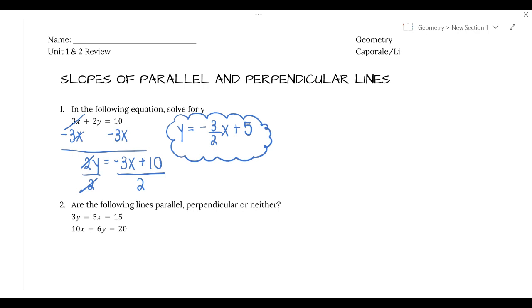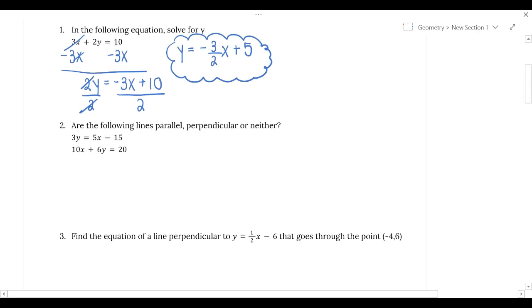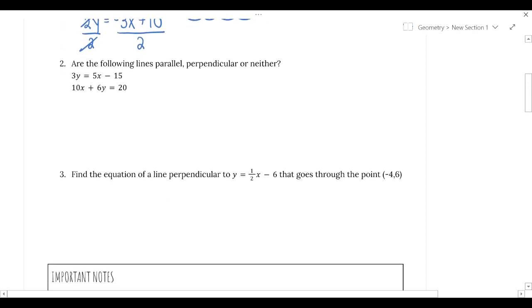All right. Now we're going to go ahead and move to question number 2. Are the following lines parallel, perpendicular, or neither? For this question, I want to solve both equations for y in y equals mx plus b form so that I can look at their slopes. So I'm going to write the first equation here again in red. And then I'm going to write the second one in green on the right-hand side.